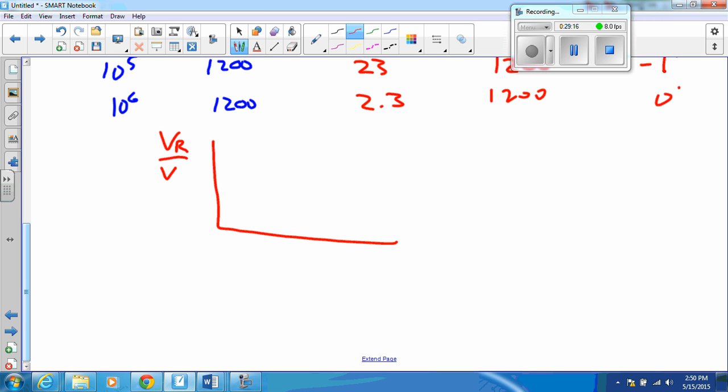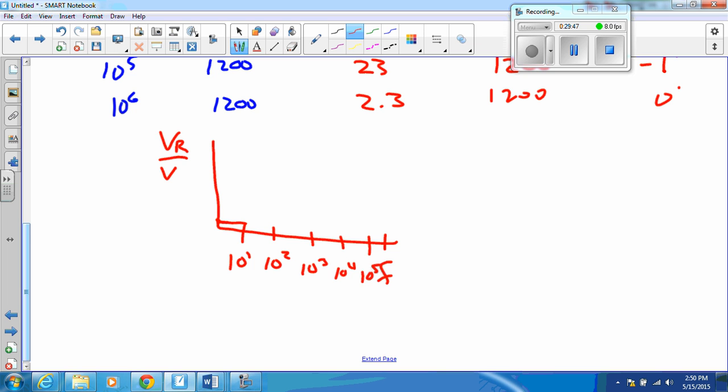Okay, so here's what I want to observe. If we do a diagram of VR over V, which we might call the gain of our circuit, as a function of frequency, and I'm going to do the frequencies in a funny way, a logarithmic plot. Instead of a linear scale, I'm going to plot it linearly with respect to exponents.